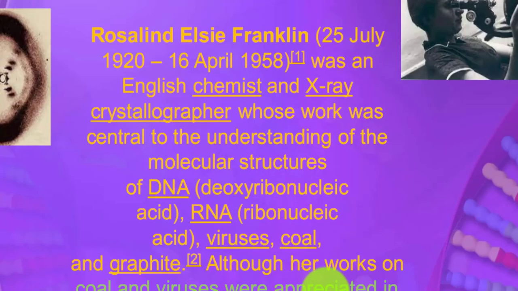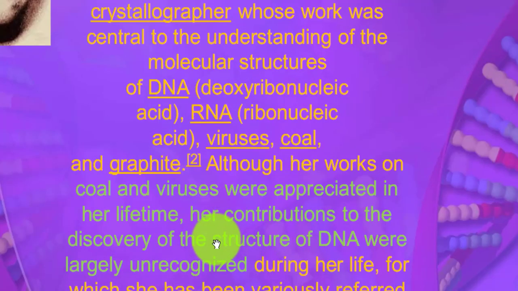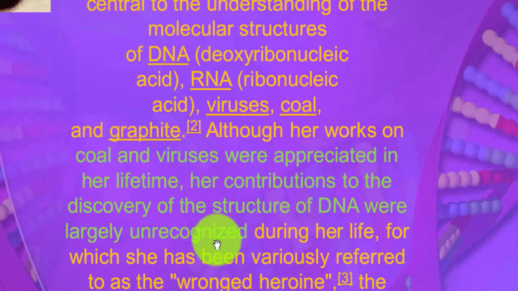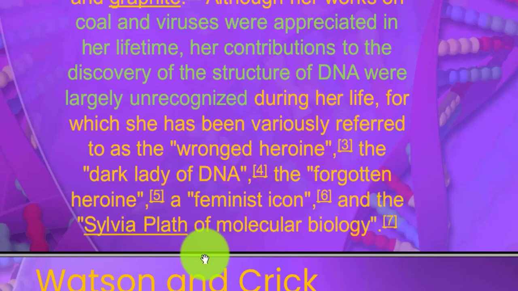Rosalind was an English chemist and X-ray crystallographer whose work was centered on understanding the molecular structure of DNA, deoxyribonucleic acid, and ribonucleic acid. She worked on viruses, coal, and graphite. Although her work on coal and viruses was appreciated in her lifetime, her contribution to the discovery of the structure of DNA was largely unrecognized during her life, for which she has been variously referred to as the wronged heroine or the dark lady of DNA.